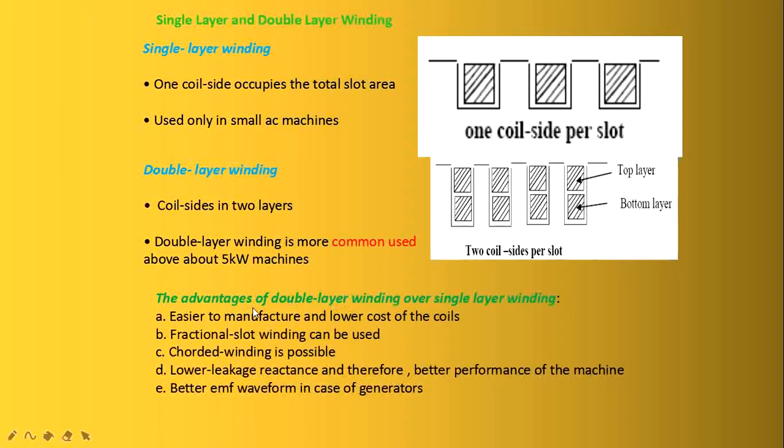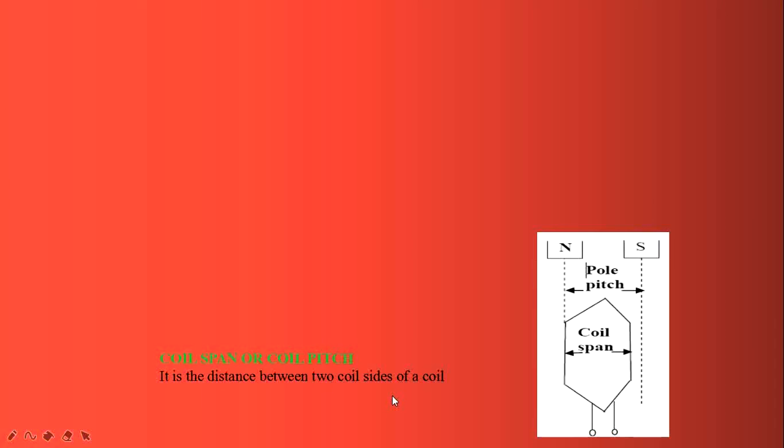There are several advantages of double layer winding over the single layer winding. See, it is easier to manufacture and has lower cost of the coils. Fractional slot winding can be used. Corded winding is possible. Lower leakage reactance and therefore better performance of the machine. Better EMF waveform in case of generators.